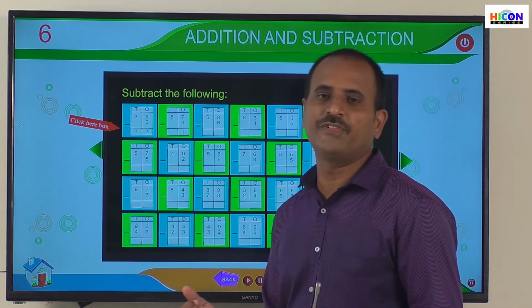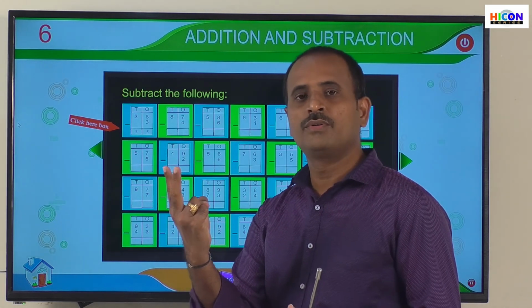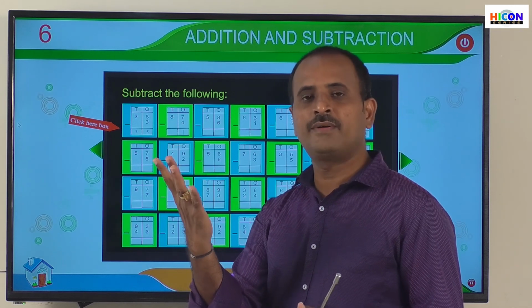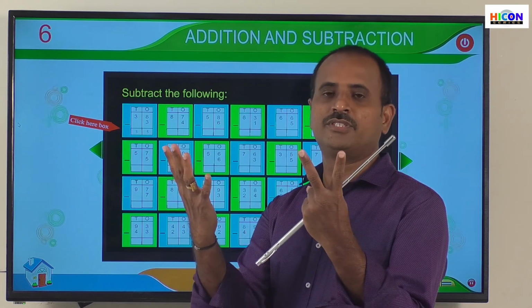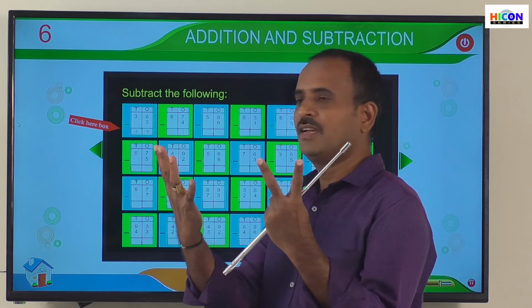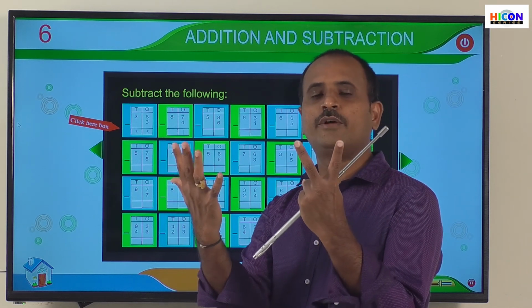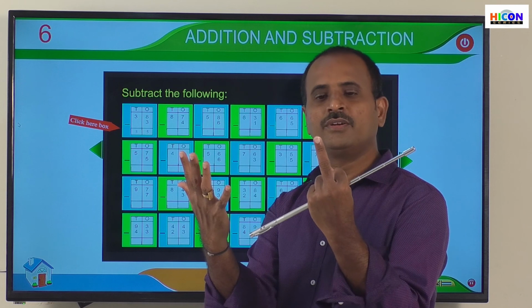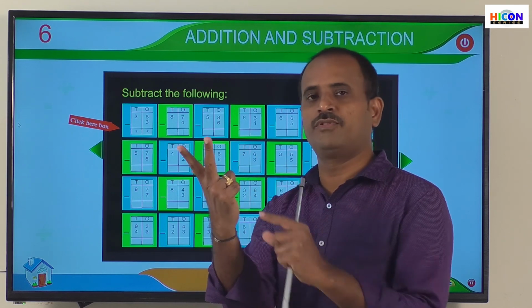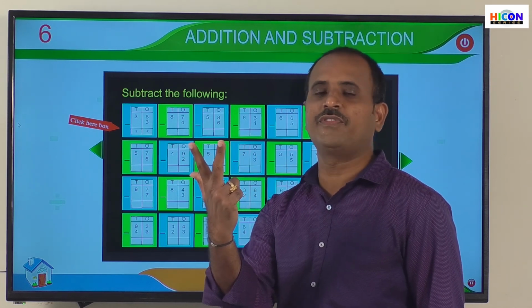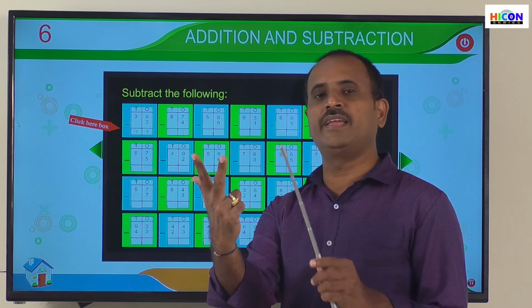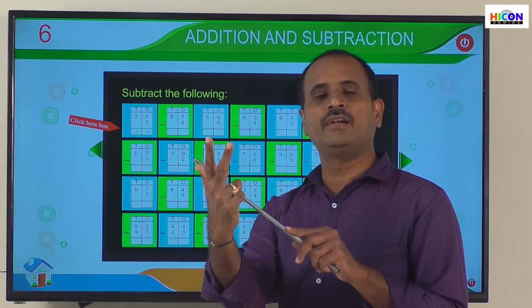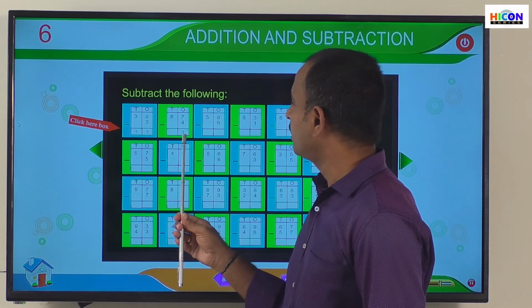So open 7 fingers. 1, 2, 3, 4, 5, 6, 7. So children, these are the 7 fingers, and close 4 fingers among these 7 fingers. So 1, 2, 3, 4. Children, I have closed 4 fingers. Now how many fingers are there remaining? 1, 2 and 3. So write 3 under ones place.